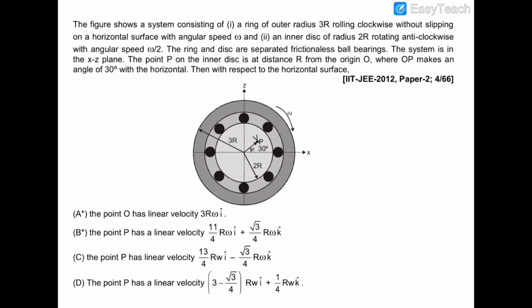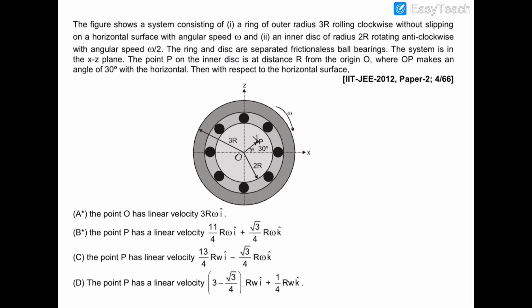Now there is no friction anywhere in the bearings, and this system is rolling in the xz plane. Now there is a point P, you can see that, and this point P is at a distance of r from the center O, and this OP makes an angle of 30 degree at this point of time. So we have to find out the velocity vector of point O.